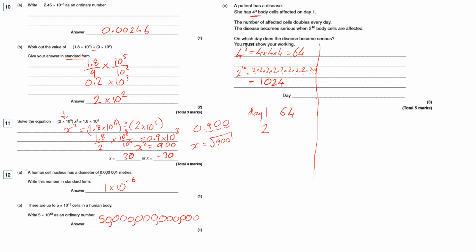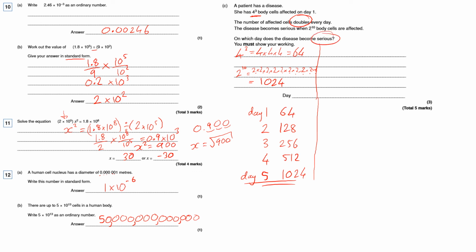And your method could be that you say, okay, well, on day 1, we have 64 infections, apparently. And then every day it doubles. So by day 2, we'll be at 128. By day 3, 256. By day 4, 512. And by day 5, which is our final answer, we'll be at the 1024, where the disease is now serious.